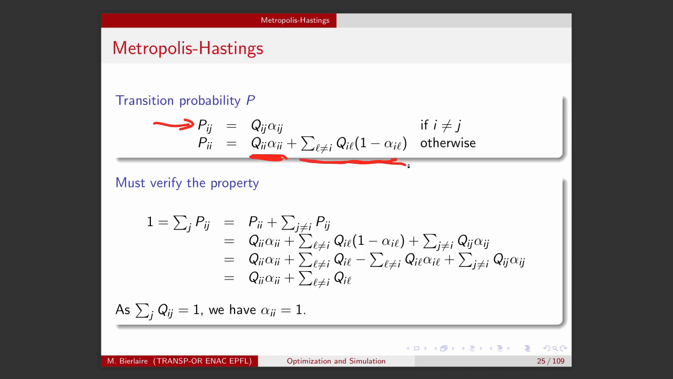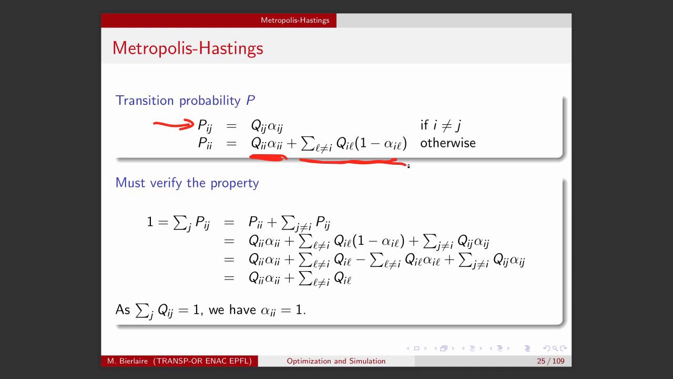So for each of the other states l, the state could be proposed with probability q_il and rejected with probability 1 minus alpha_il. So the transition probability of our new process is a combination of the transition probability of the first process and this acceptance probability that we have defined.